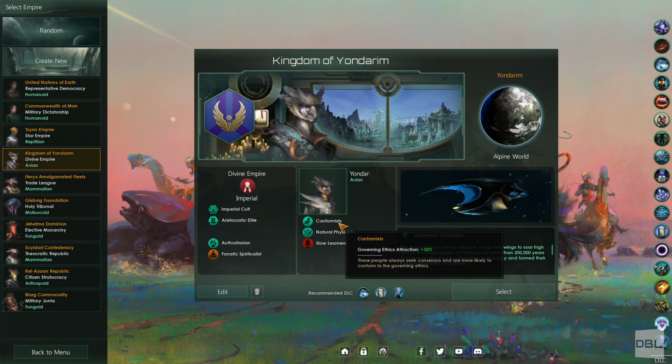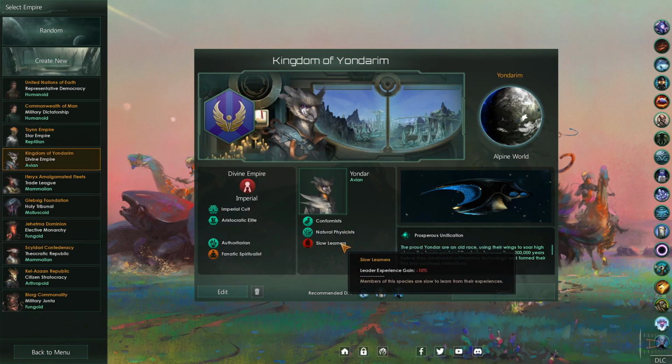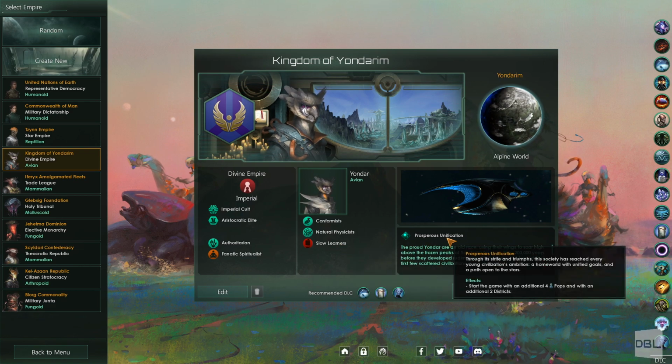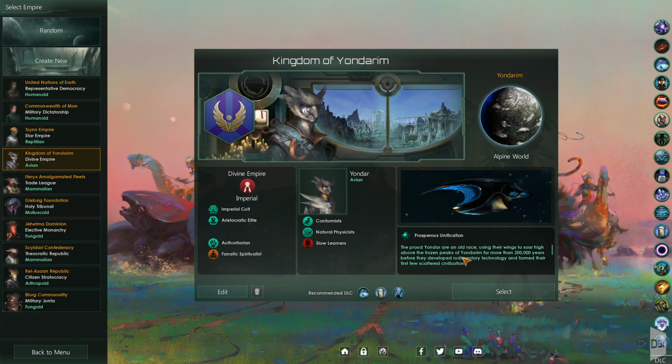These people always seek consensus and are more likely to conform to the governing ethics. Let's see. Slow learners. Negative 10% on leader experience gain. Members of this species are slow to learn from their experiences. Prosperous unification. The proud Yondar are an old race, using their wings to soar high above the frozen peaks of Yondarim for more than 200,000 years. Likely to conform, but slow learners. Yeah, kind of like much of the United States.